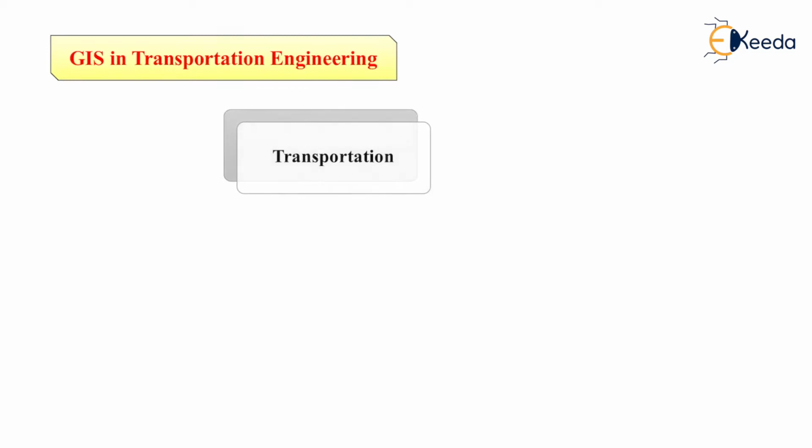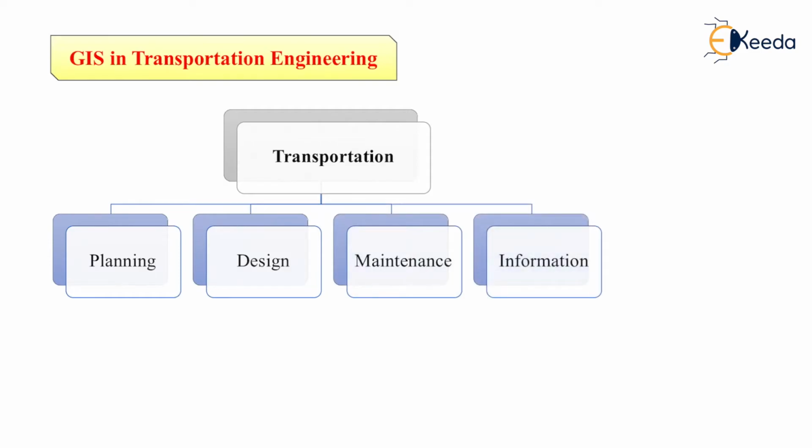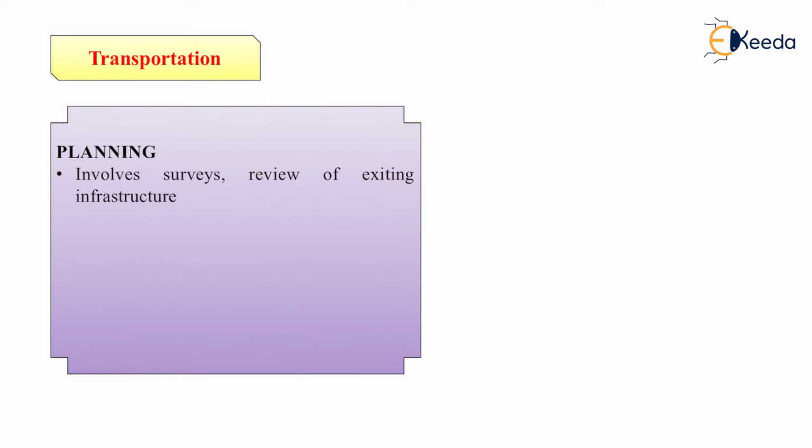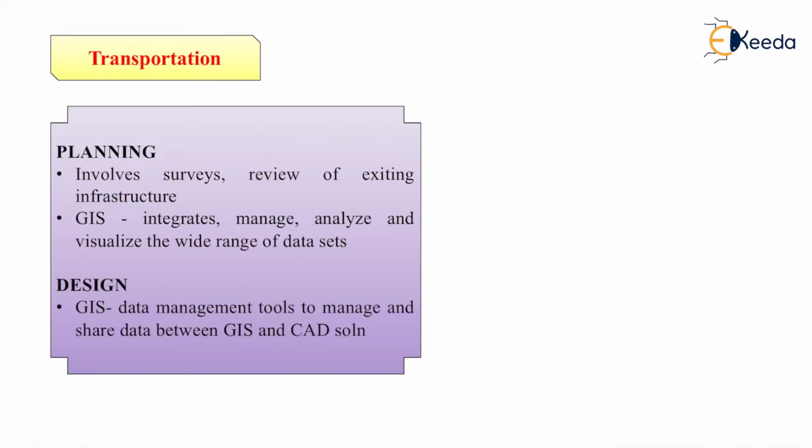So we can use it for planning, design, maintenance, and information also. Now, talking about the planning, it involves the surveys, reviews of existing infrastructure. The GIS helps to integrate, manage, analyze, and visualize a wide range of data sets. In designing, GIS is helpful with data management tools to manage and share the data between GIS and CAD.